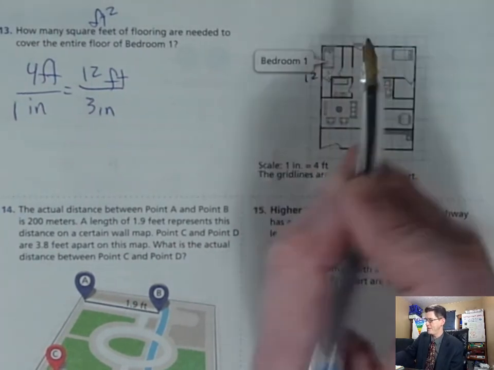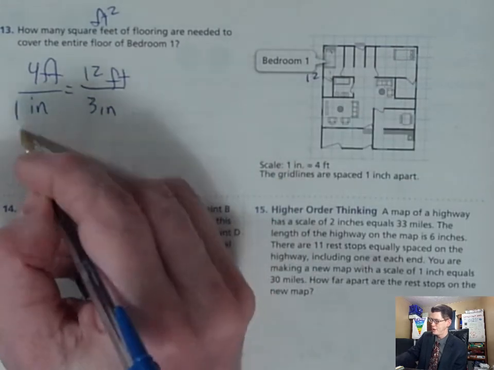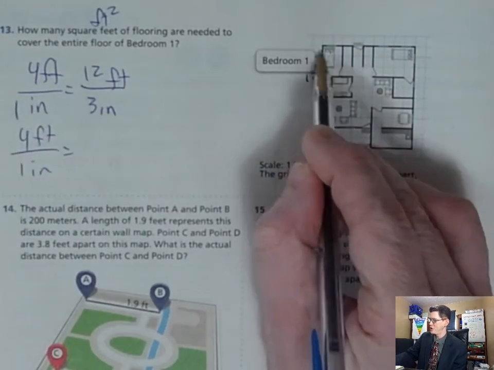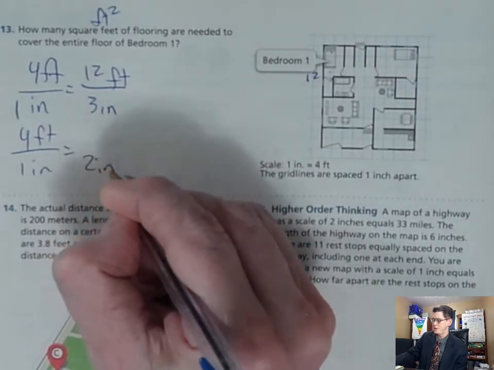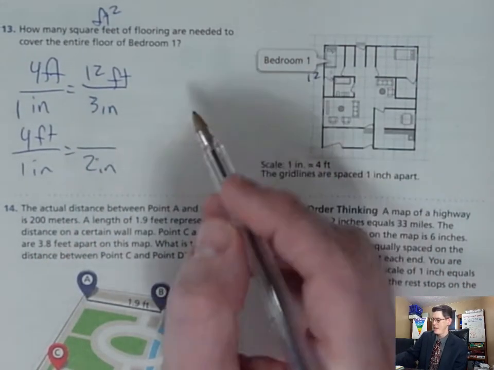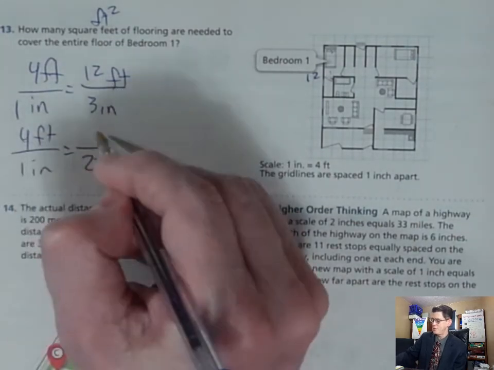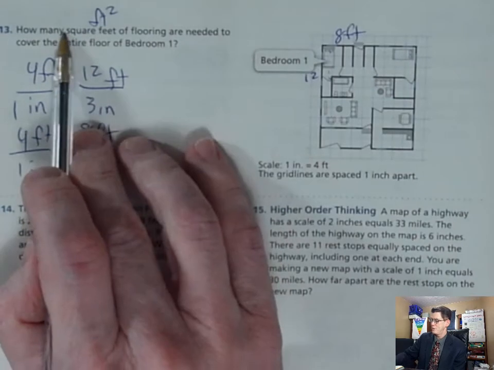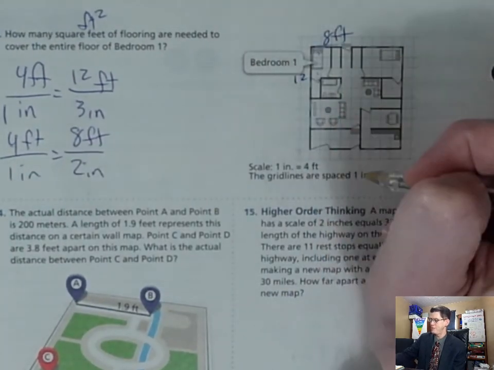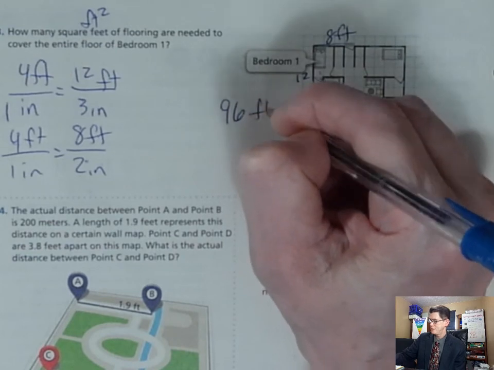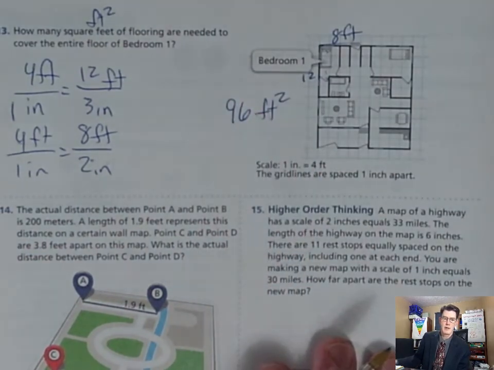And then over here we have these 2 inches. So 4 feet is 1 inch. And we have these 2 inches across. So 2 inches. Go ahead and work out the work on that one. And you get that on this one times 2. So 4 times 2 is 8 feet. So this side is 8 feet. What's the square feet? Well, it's 12 times 8. So that's 96 feet squared.